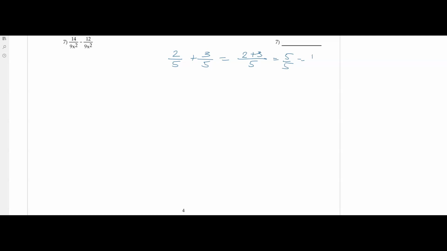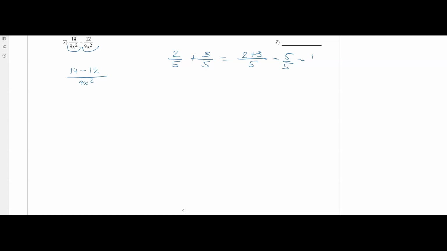The idea is that if you have the same denominator for the two fractional expressions, then you put it as a single denominator, and then you add or subtract the tops. And that's exactly what we're going to do here. We have 9x squared and 9x squared, so we can rewrite this as 14 minus 12 over that single common denominator of 9x squared.